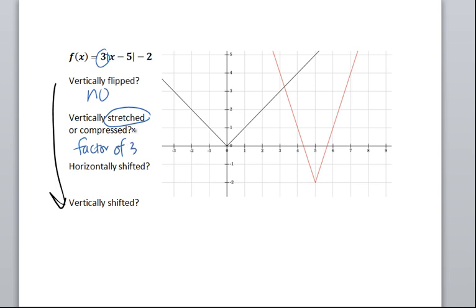And then it's horizontally shifted, right? This minus 5 in here told us that it's 5 to the right. And then is it vertically shifted? Yes, right, because we have that minus 2. So this is down 2.